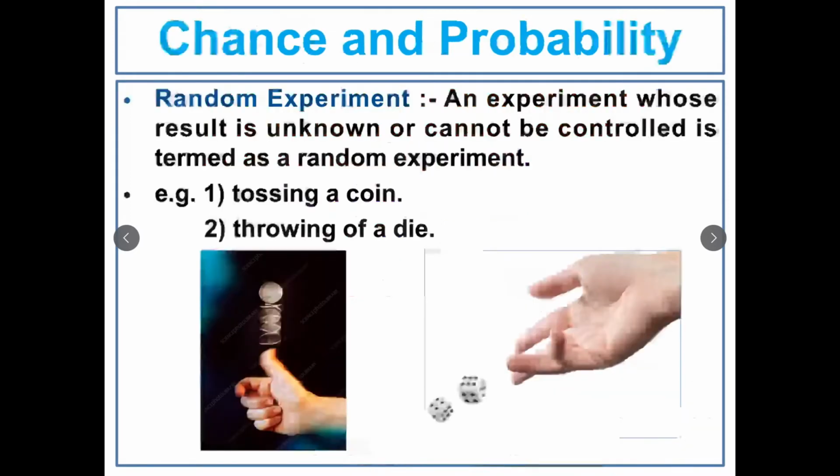The next topic that we are going to study is chance and probability. The next and the last topic of this chapter is chance and probability. In this we have certain terms. So first we will discuss those terms, then we'll move to exercise 5.3.